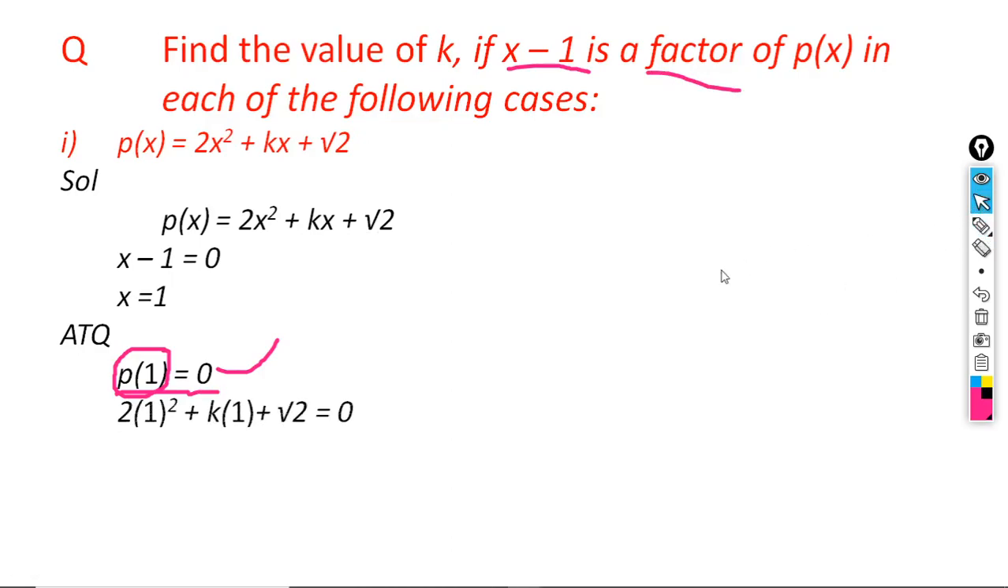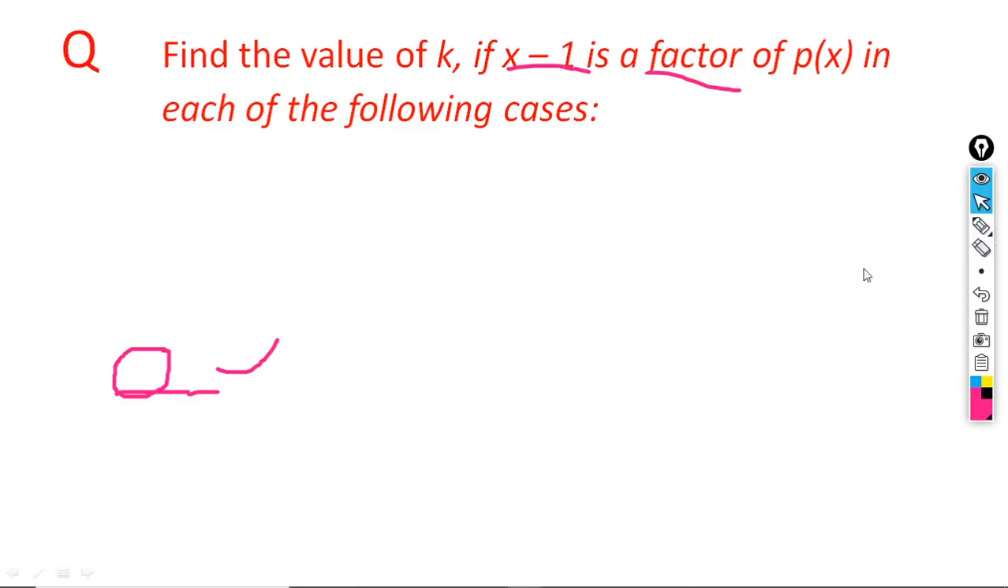Let us substitute the value. We get 2 times 1 square plus k into 1 plus root 2 equal to 0, and by solving this completely we get the value for k as minus 2 minus root 2. So this is the unknown value for k we just found here. This is another question. In this question, find the value for k if x minus 1 is a factor of p of x in each of the following cases.